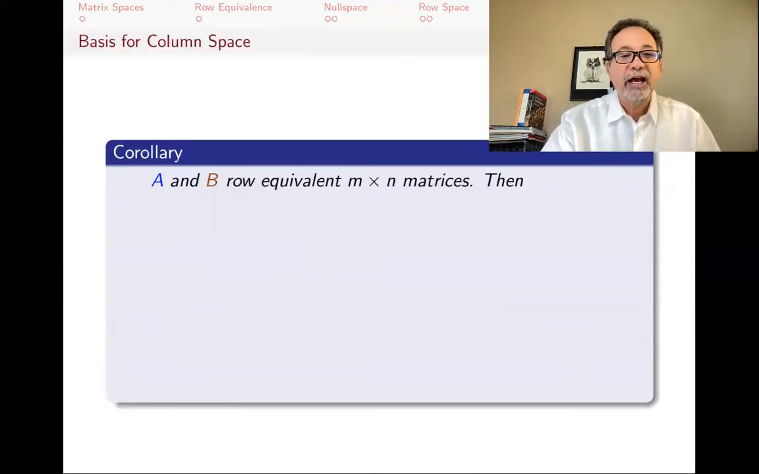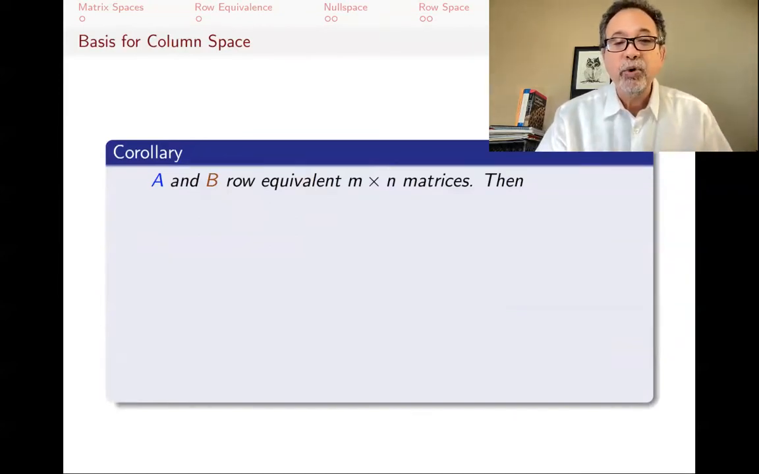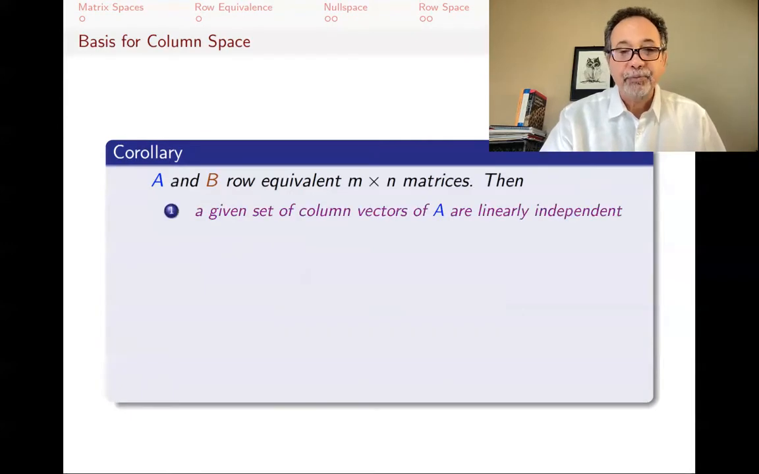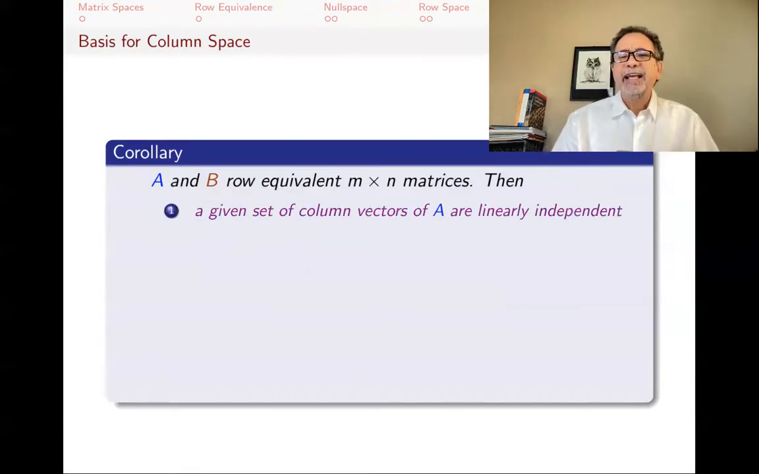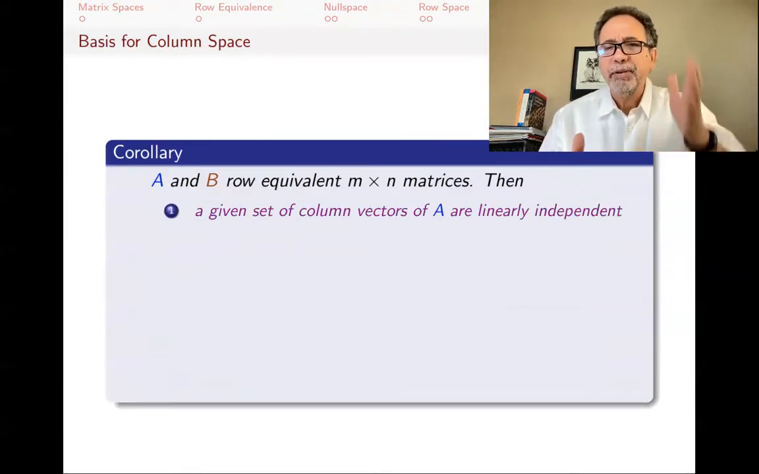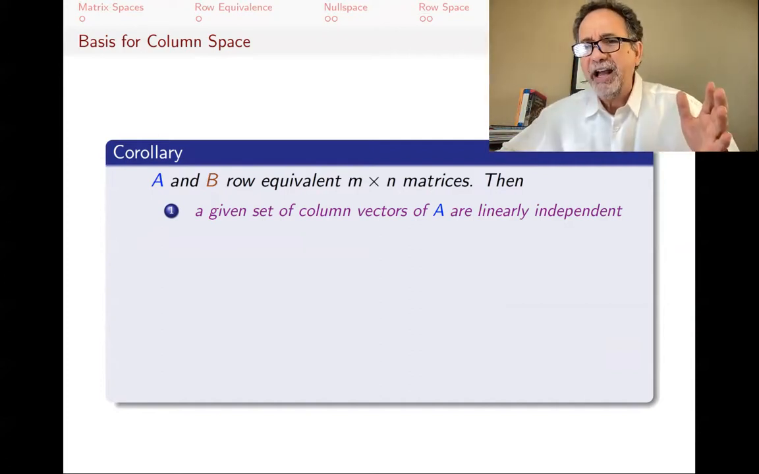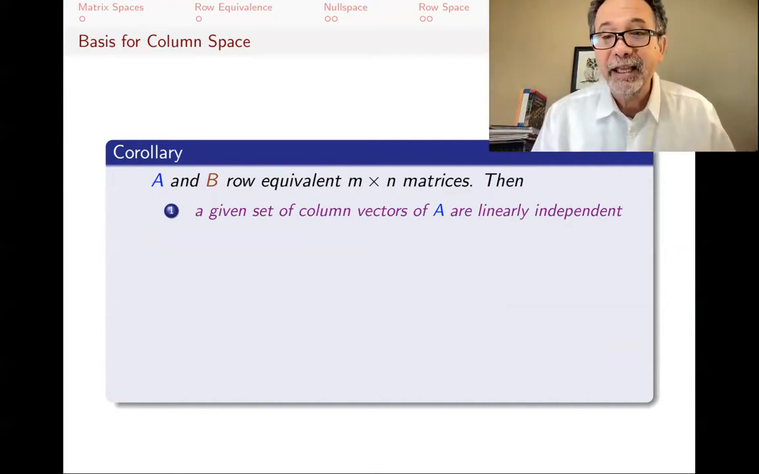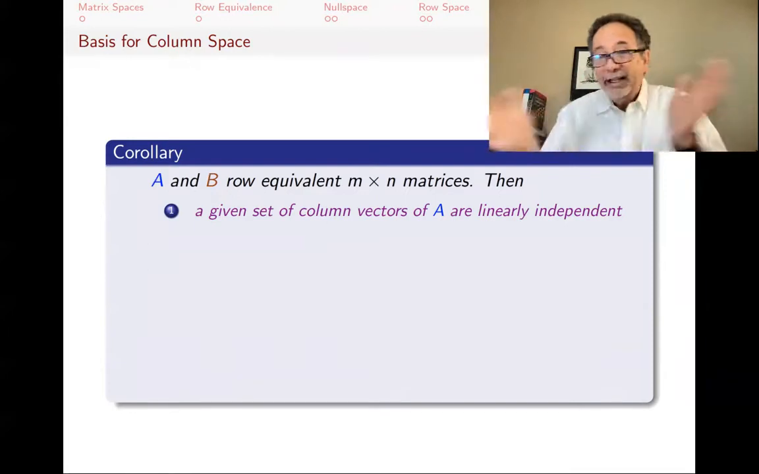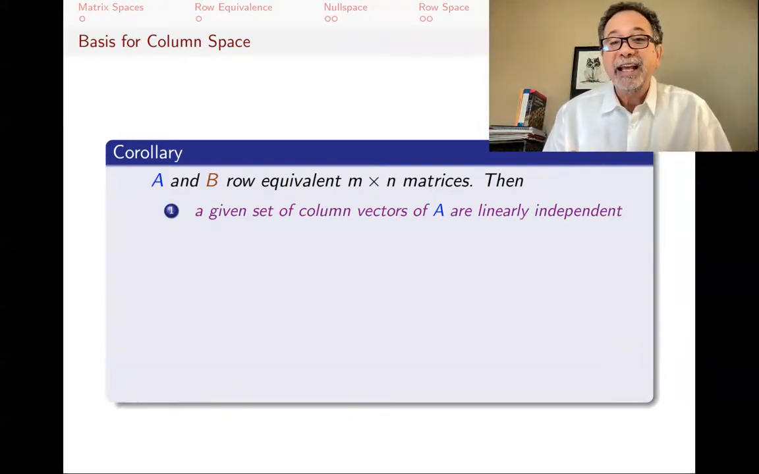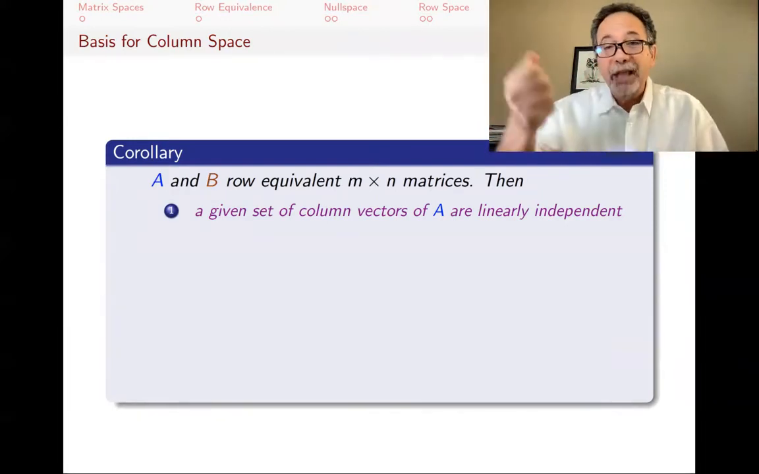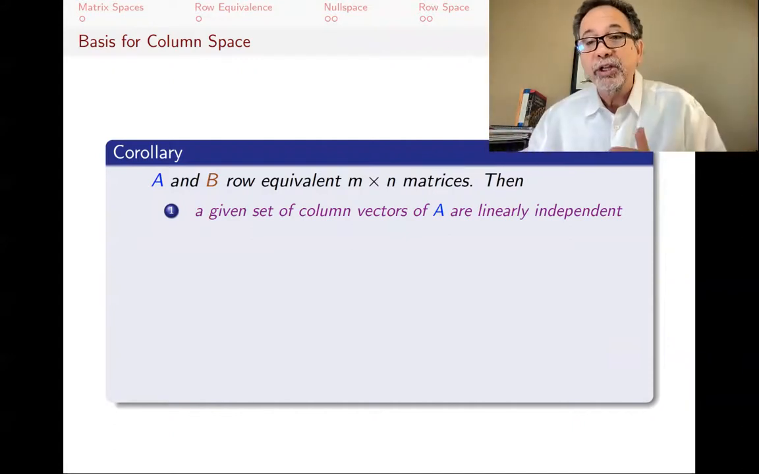So let's look at it. Here's a corollary of it. If you have row equivalent matrices, what if a set of columns, like maybe columns 1, 3, and 5, are linearly independent in A? Well, then that means that the only linear relation among them is that you multiply this by 0, that by 0, and that by 0. That's the only way you're going to get 0.